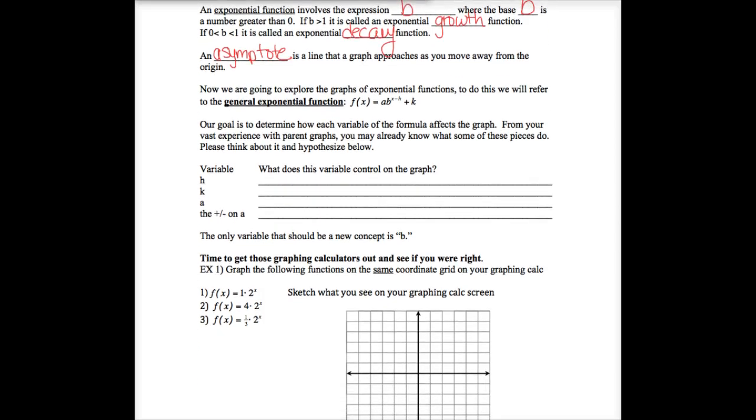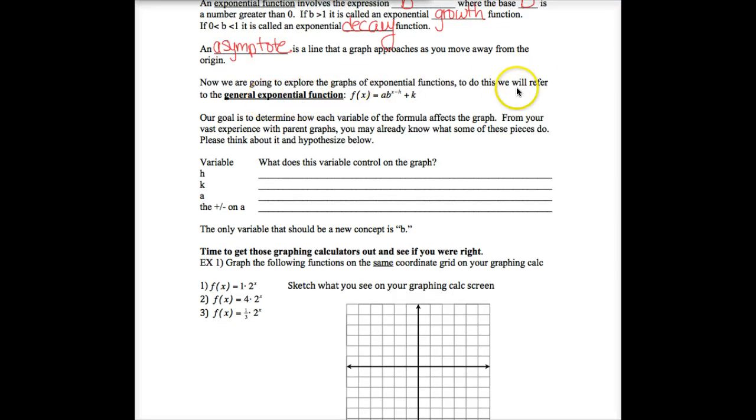We're going to explore the graphs of exponential functions, and to do this we have to look at the general form. So just like for parabolas, we looked at the general form that looked like this. And for absolute values, it was virtually the same thing. It looked like this. We just did square and cube roots. Now we have the same idea for exponential functions. And here is our general form. So it's a times b raised to the x minus h, plus k. Notice that the x and the h are both in the exponent. That's why these are called exponentials, because the variable is in the exponent. So our goal is to determine how each of these variables in that formula affects the graph. So we've got a, we've got h, we've got k, and then of course we have b.